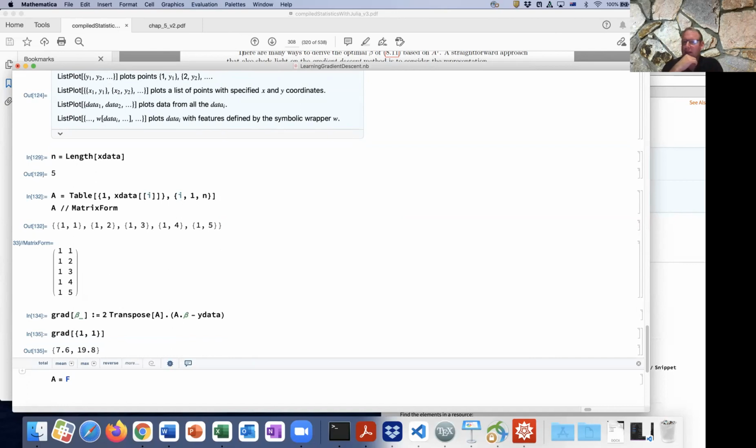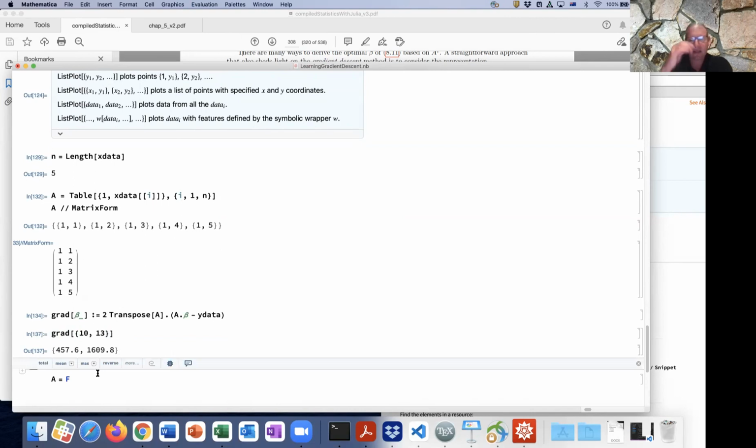Well, if we got it correctly, it's a gradient. Let's look at the gradient at the point 10, 1. This would be the gradient. The gradient is a vector. Let's look at the gradient at some other point. Here it is.